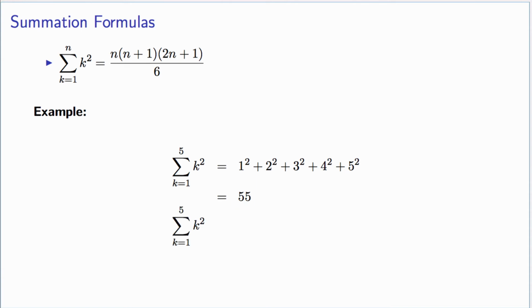Now let's look at it in the context of our formula. Here n is equal to 5, so our formula tells us that this should be equal to 5 times n plus 1, which is 6, times 2n plus 1, which is 11, all over 6. Let's check that. The 6's cancel. We do indeed get 5 times 11, which is 55.